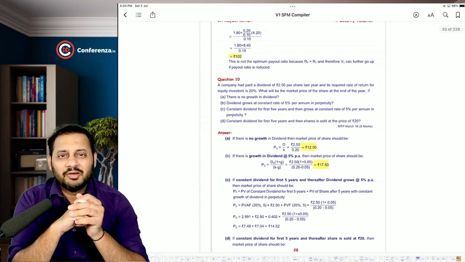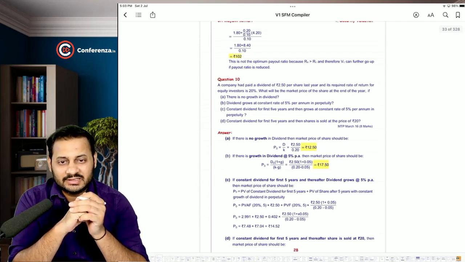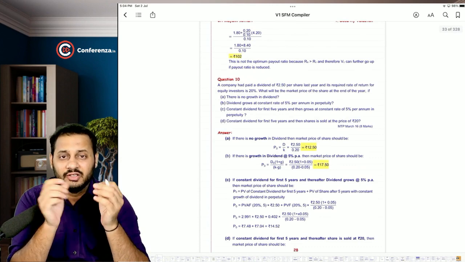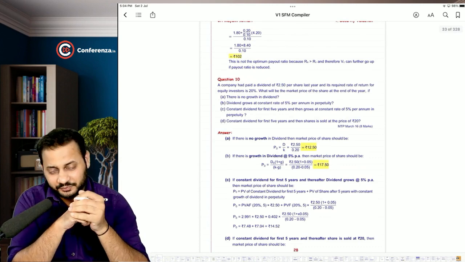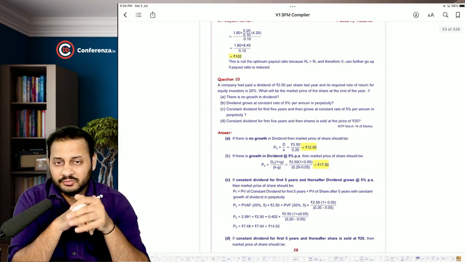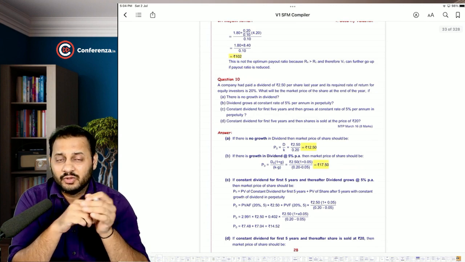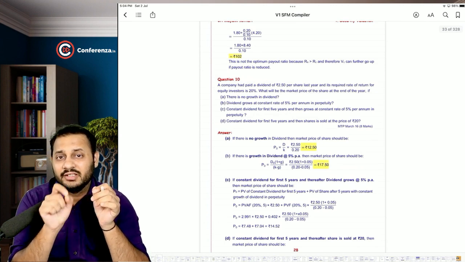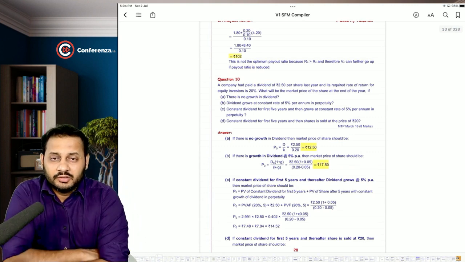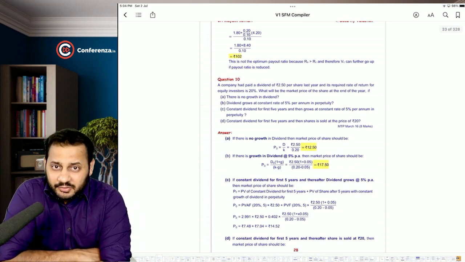Hello everyone, welcome back. Today we are going to discuss a new concept, the second theory of security valuation. The concept's name is the Gordon's growth model, where we are going to discuss another method of calculating the theoretical price of the share. So this is going to be an interesting part.